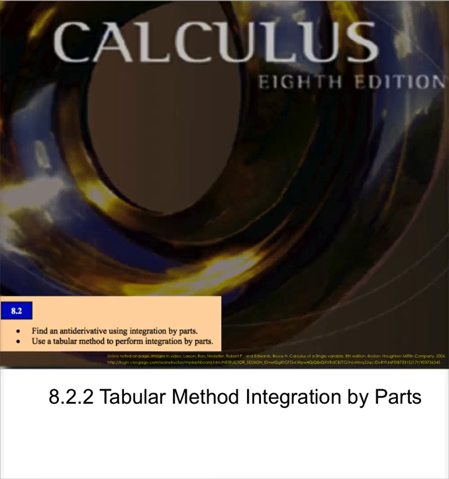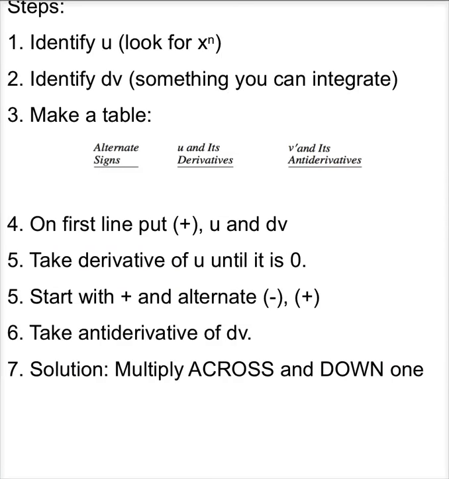Tabular method of integration by parts is very useful when you have to repeatedly apply the integration by parts process. The steps I want you to look for are: identify u. Usually you're looking for some x to the n, something whose derivative eventually goes to 0. And then identify dv, and this has got to be something you can integrate, and you can usually integrate multiple times.